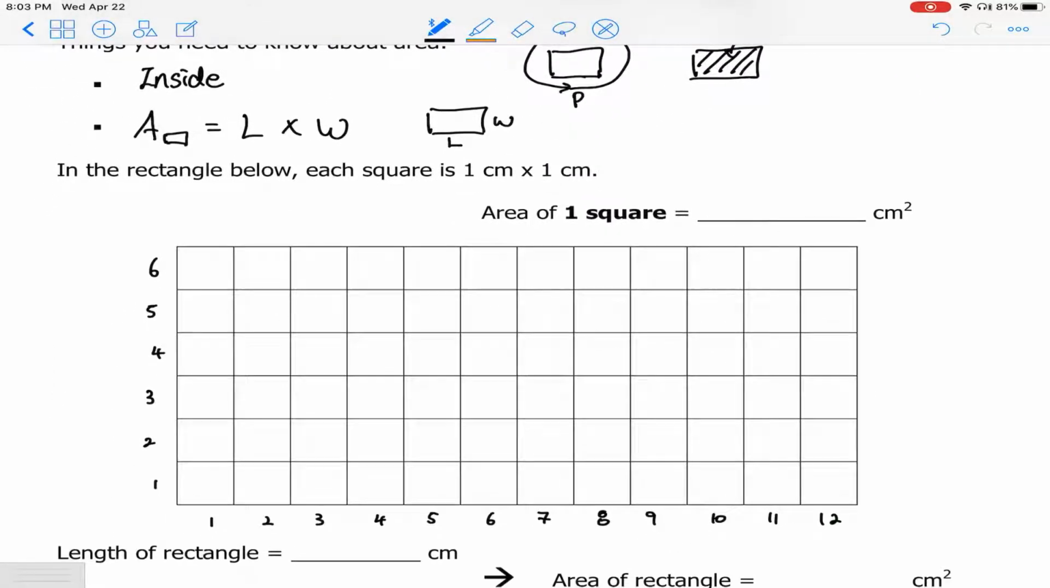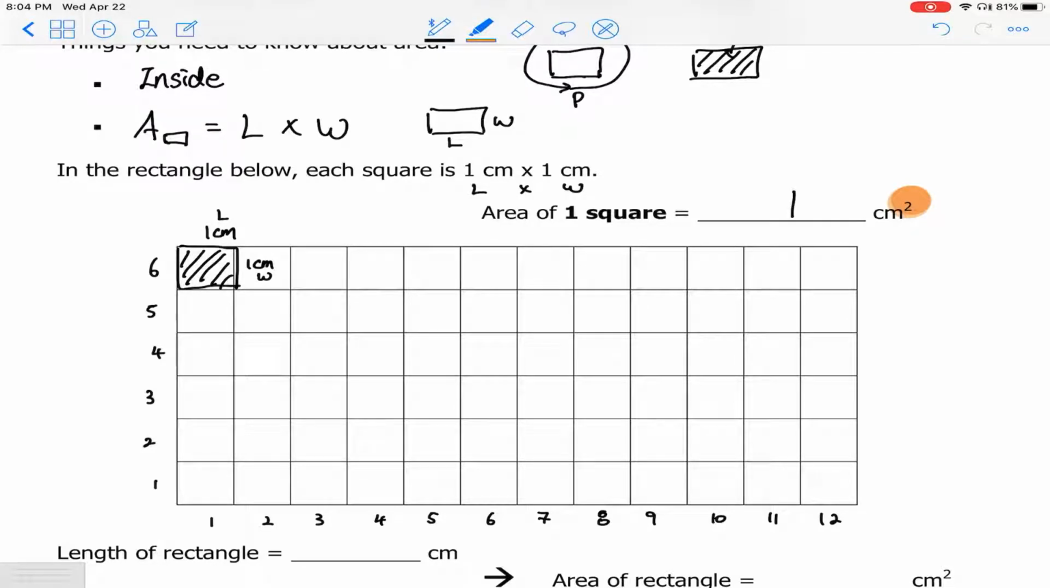If you take a look at the next one, it says in the rectangle below, each square is 1 centimeter by 1 centimeter. So this square is what it's talking about. That's 1 centimeter here, that's 1 centimeter here. It's length by width, right? So this is the length and this is the width. The area of just one square is length times width, which is 1 times 1. Therefore, it is 1.